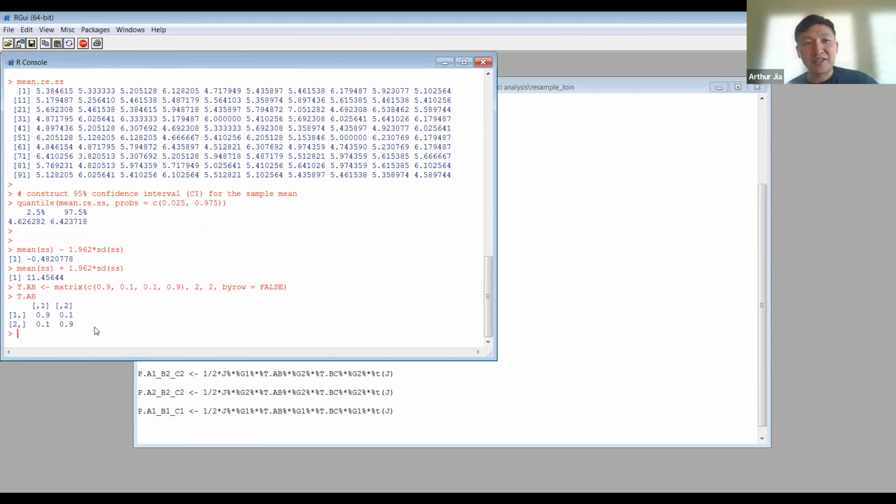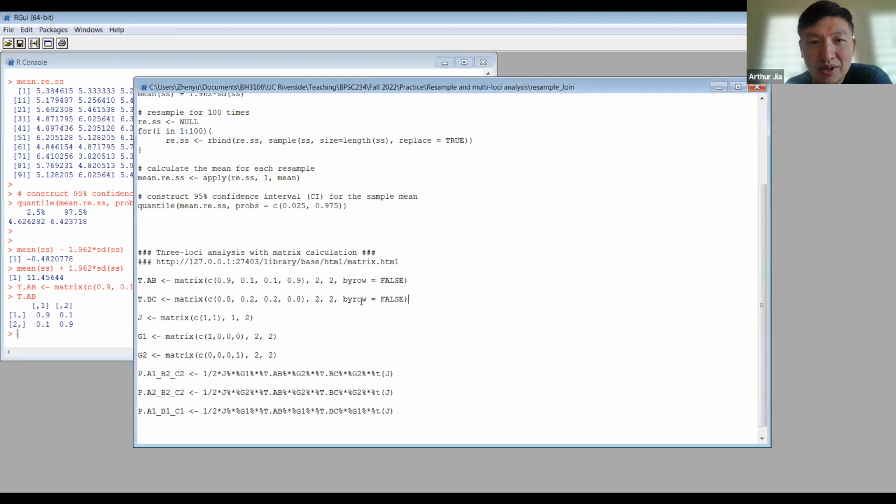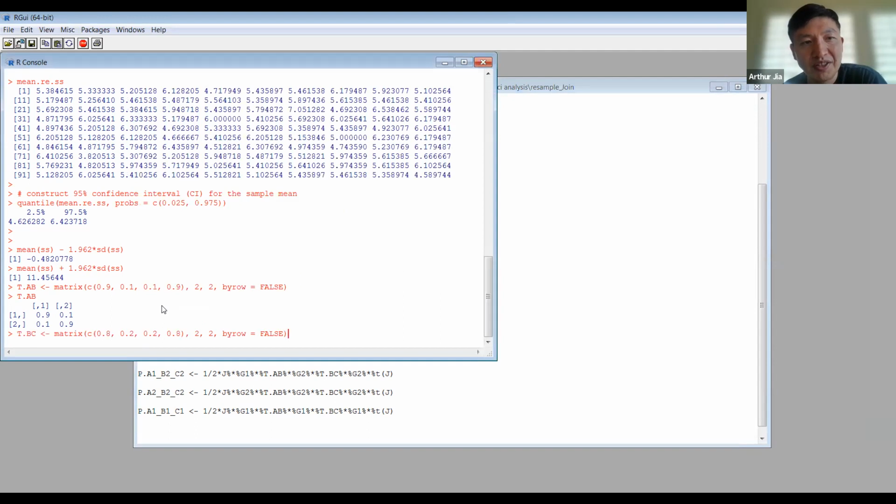So this is the transition matrix, right? A 2x2 matrix for the backcross design. This gives you the non-recombinant, and this gives you the recombinant probability. So R equals 0.1, the transition probability from A to B. You do the same thing, so you can define another transition matrix for BC.